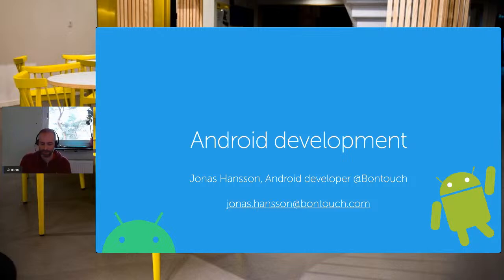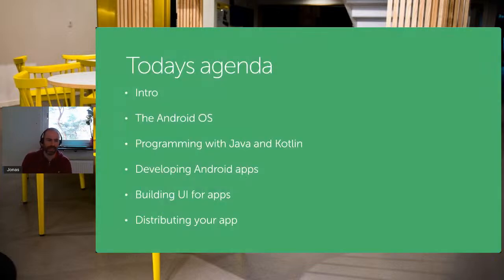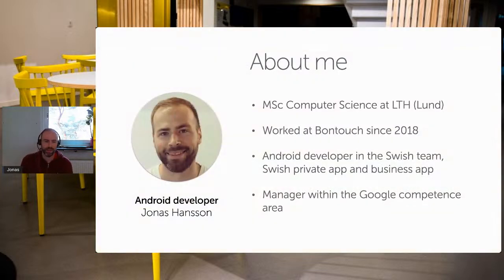So here we go. Shortly about the agenda that I have. Just going to talk about myself, the Android OS, a bit of history, architecture, and then we'll jump into the fun stuff with programming. Let's look at the Java and Kotlin languages and compare them. And then some on developing Android apps, the UI and distribution of our apps.